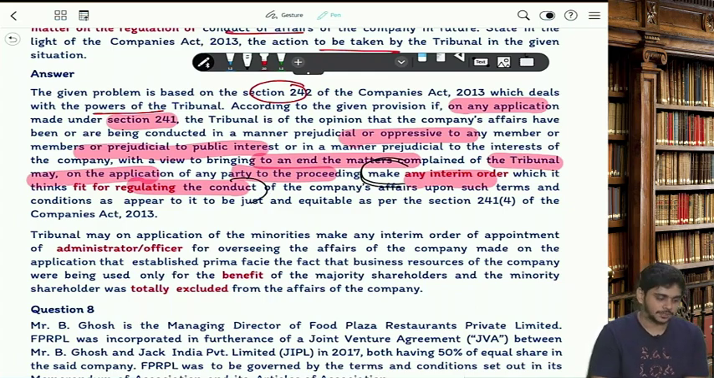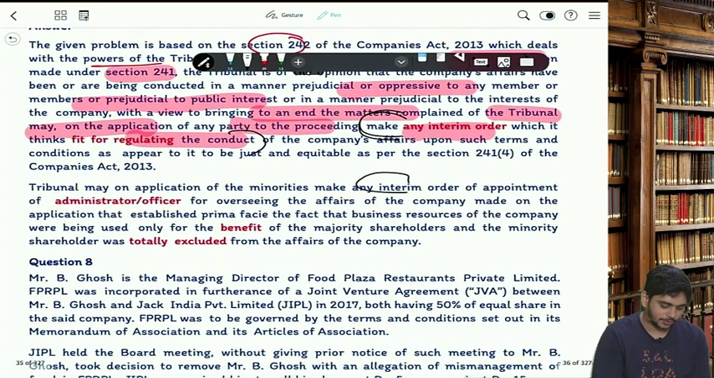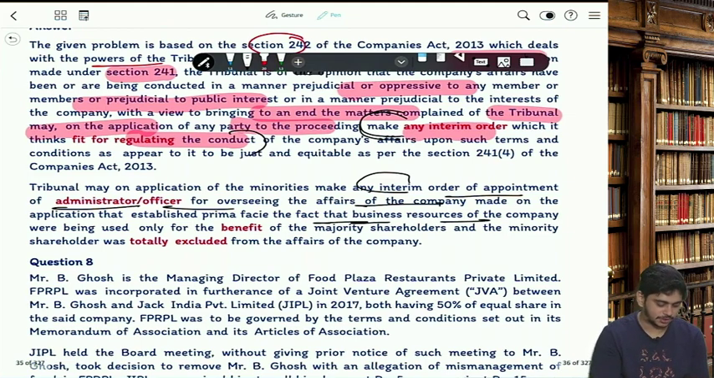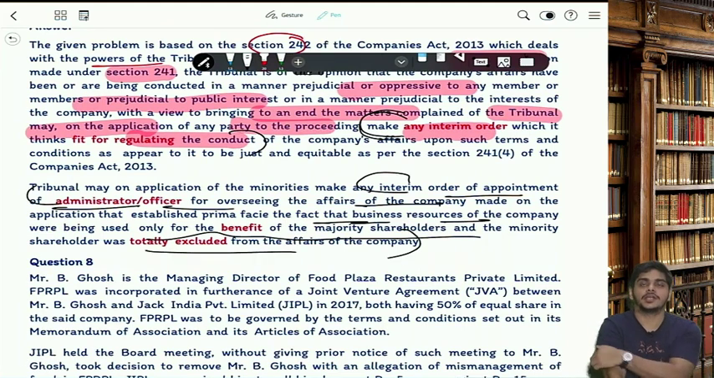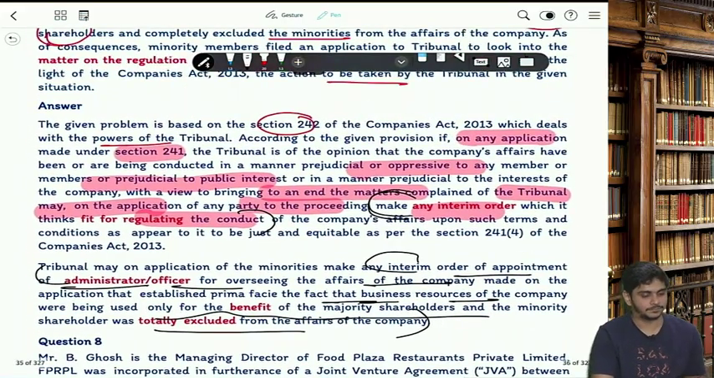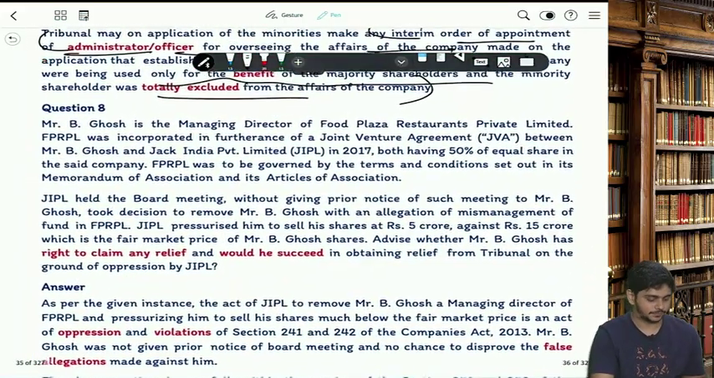Okay? The T on an application, the minority shall make an interim order of the appointment of administrator or officer for managing the affairs of the company made on the application. Okay? And establish prima facie fact that the business resources, फिर ये पूरा question. The only point is they can make an interim order. They can make an interim order for the appointment of administrator or officer. ठीक है. 8th exam question.